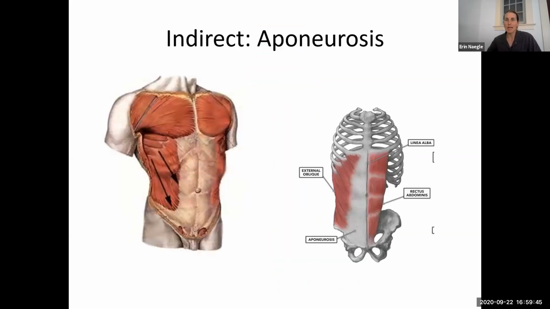The other one, indirect attachment, is an aponeurosis. Now, instead of having a rope-like tendon, this is more like a flat sheet. We're still working with what tissue? Good job, dense regular connective tissue. All those collagen fibers are lined up parallel. But now we've got a whole sheet.